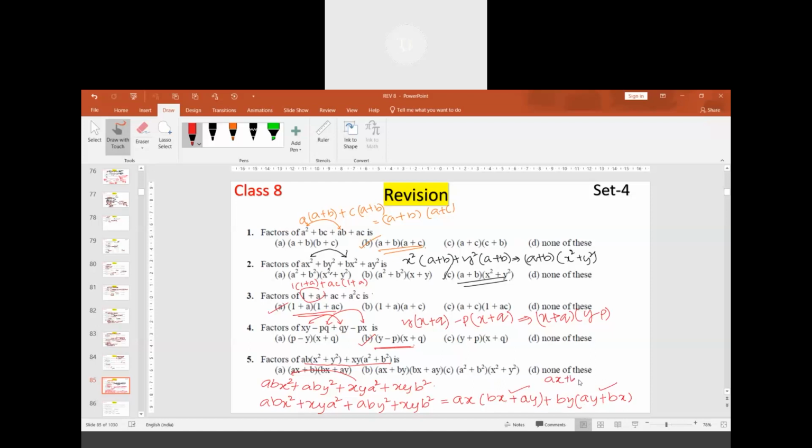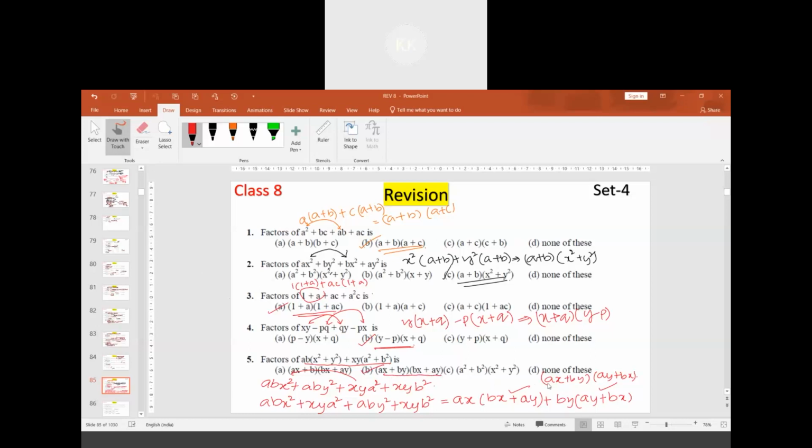Ax plus By is multiplied with Ay plus Bx. Option number B. Both are different, so option B is correct.